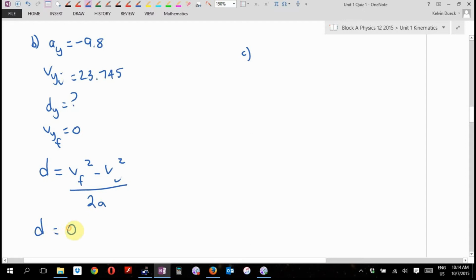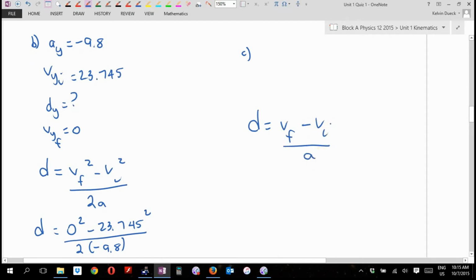D equals 0 squared minus 23.745 squared all over 2 times negative 9.8. By the way, I heard somebody say, I forgot the squareds. If there's one thing that drives me crazy, it's somehow kids have made up an equation. They say this, which is garbage. That's not an equation. It's not on your sheet, nothing. But I see that. I don't know where that comes from. That one has always puzzled me.